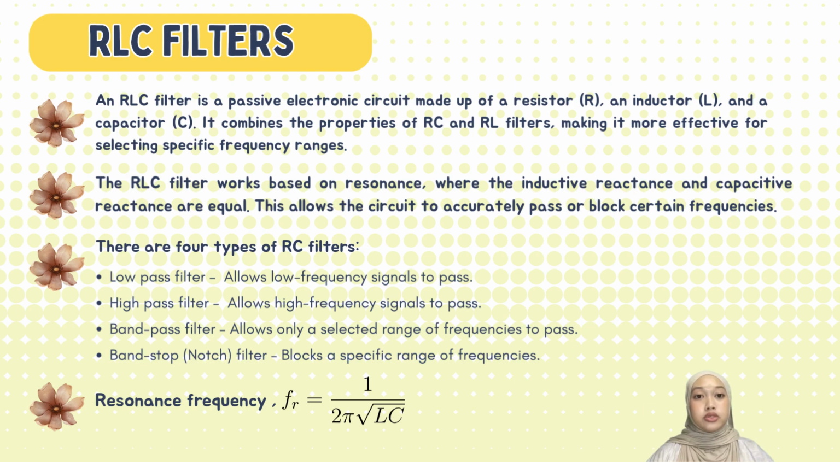There are 4 types of filters in RLC filters. First is the low-pass filter that allows low-frequency signals to pass. Second is the high-pass filter that allows high-frequency signals to pass. Third, the band-pass filter that allows only a selected range of frequencies to pass. Lastly, the band-stop or notch filter, which blocks a specific range of frequencies.